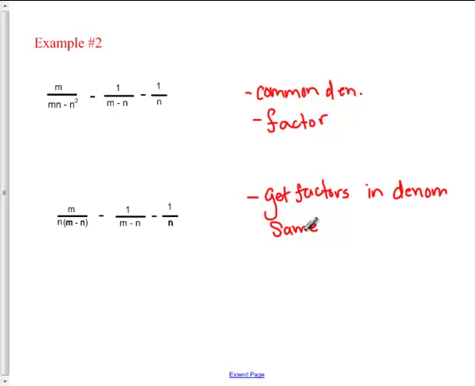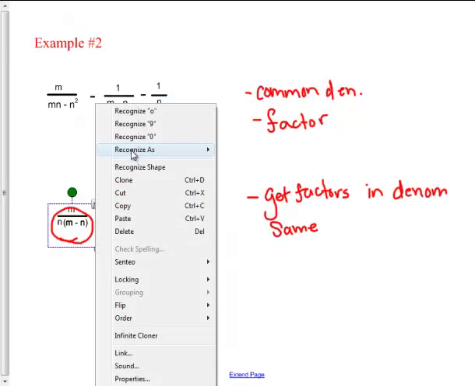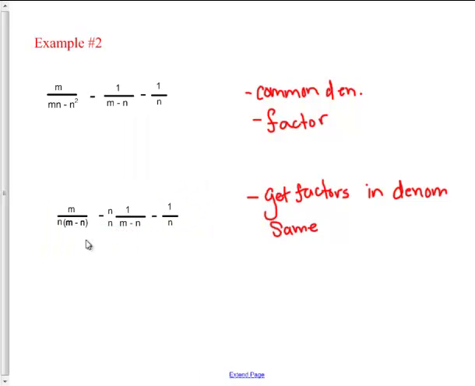So I'm going to make my soup. And I'm going to look here. Well, this guy right here has an n and an m minus n. All right. This guy has an m minus n. Well, what does he need from the other guy? He needs an n. And so whatever we do to the bottom, we've got to do to the top. So now I have at least the first fraction and the second fraction looking the same.